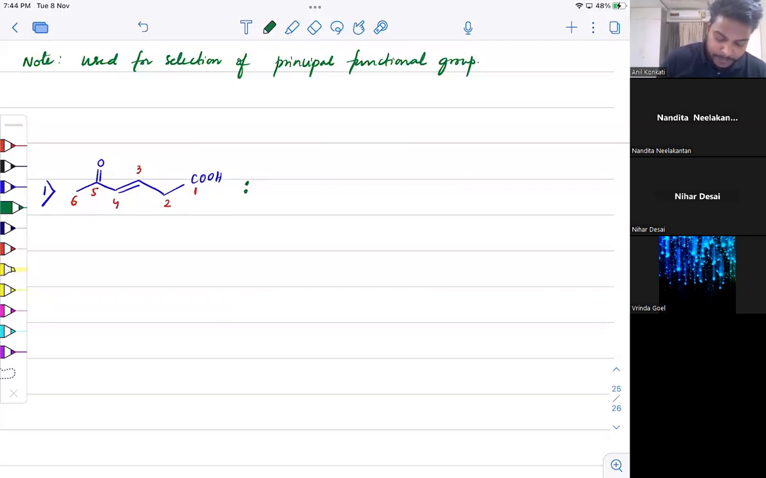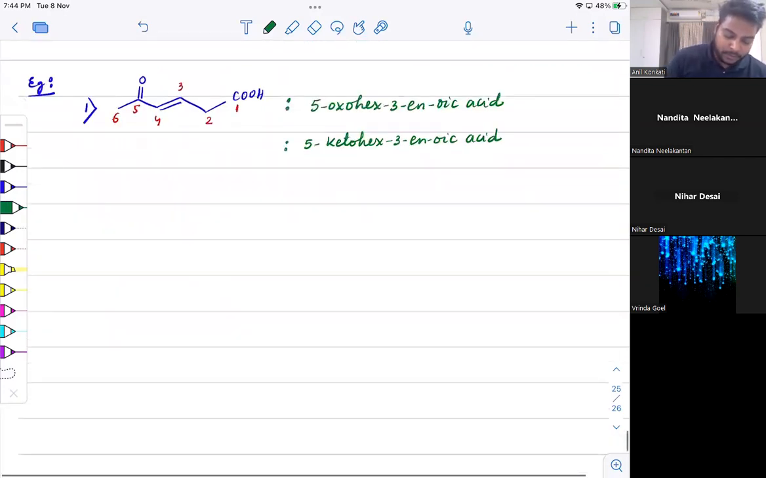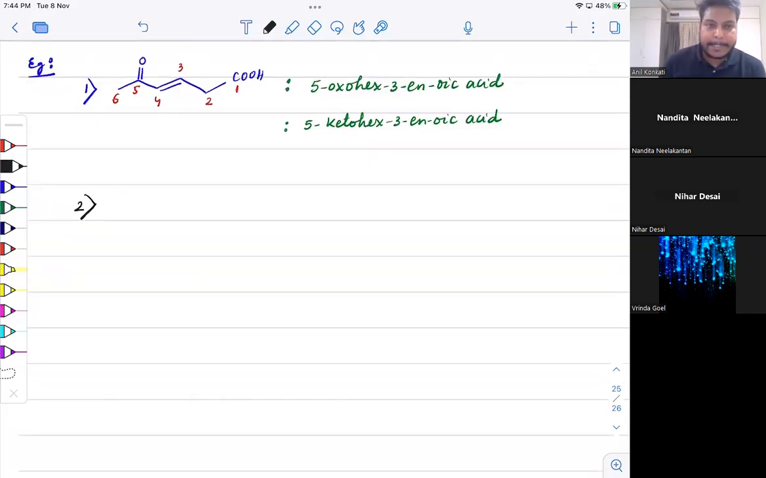So the naming would be 5-oxo hex-3-enoic acid, or simply 5-keto hex-3-enoic acid. You write it in terms of oxo or keto, both of them are correct. No problem with that. If you're getting stuck somewhere, I'll keep helping out on every question for now. You try to understand how I'm using the priorities. Make a note of it. Let's do the next one.